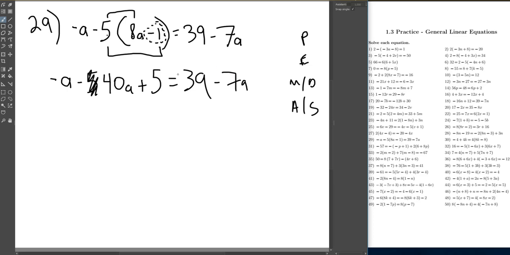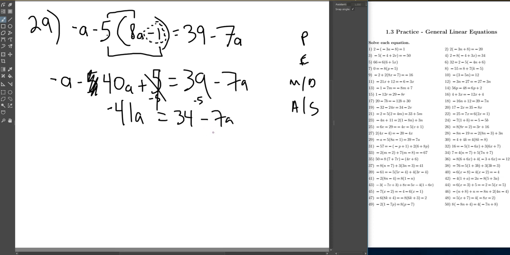Okie dokie. Can we get some like terms together? Yes. Minus a minus 40a equals minus 41a. And then I'm going to transfer this 5 to the other side. So what I'm doing here is minus 5 here and minus 5 here. So that cancels out, equals 39 minus 5 equals 34 minus 7a.